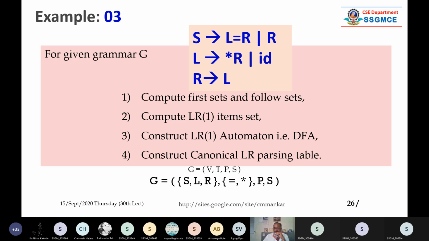Now, always the first task should be to identify the terminal symbols. Here, star and equal to are the only 2 terminal symbols, but there are 3 non-terminals. You should note this.